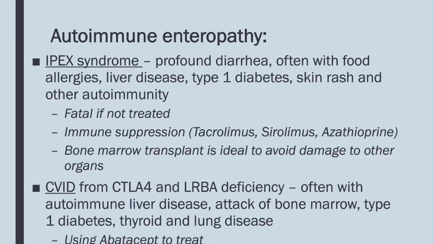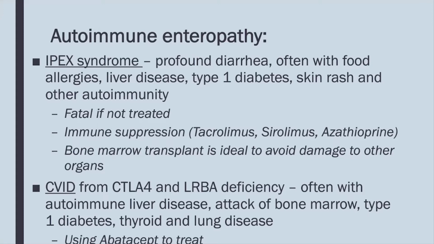Initially, IPEX syndrome is often treated with strong immune suppression, using agents like tacrolimus, sirolimus, and azathioprine. However, the main goal is to try to prevent long-term damage to the organs from autoimmune disease and to provide a bone marrow transplant as long as a suitable donor is identified.